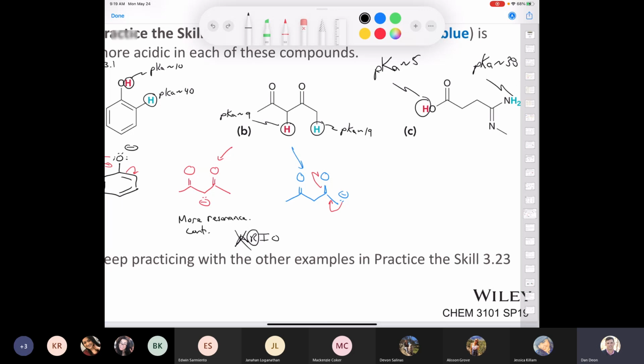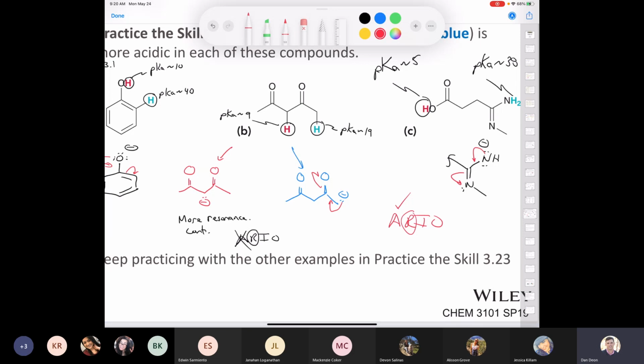If you draw, I'm just going to draw part of the molecule, the conjugate base, you would have a resonance structure like this. But either way, the negative charge would be on a nitrogen versus an oxygen. Oxygen is more electronegative, so you can solve it using the atom right away, the negative charge, even though there's a resonance structure for both.